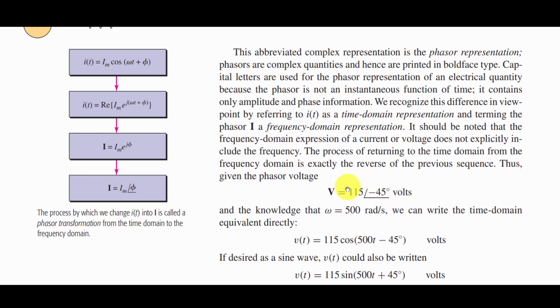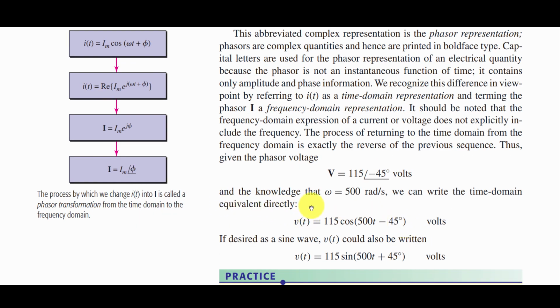Let's say we have a voltage of 115 angle minus 45 degrees volts, and we know that this phasor is rotating at 500 radians per second, so we can write this as 115 cos(500t minus 45 degrees). Or if it's a sine wave, you can just add 90 degrees to convert into sine.